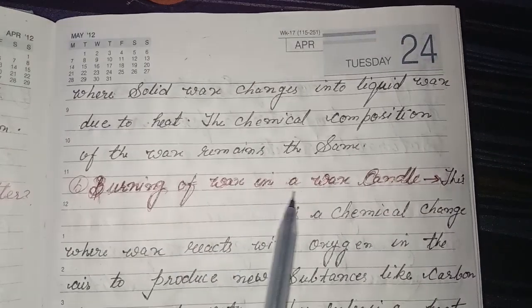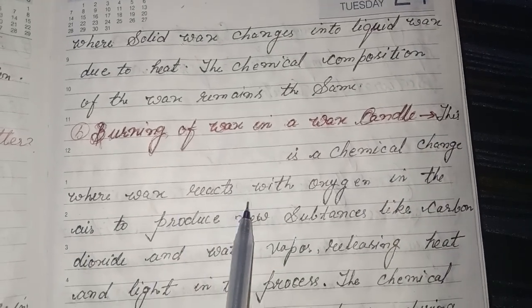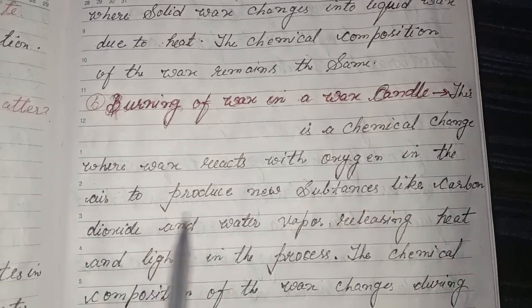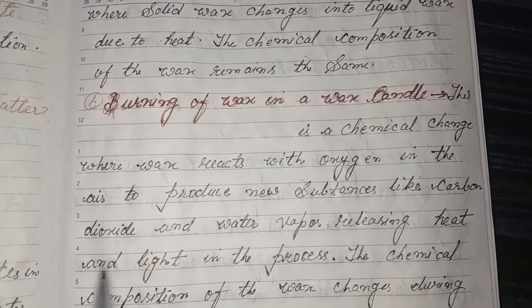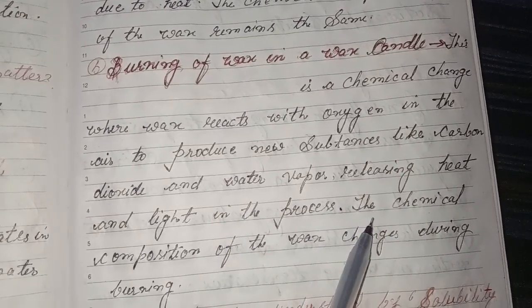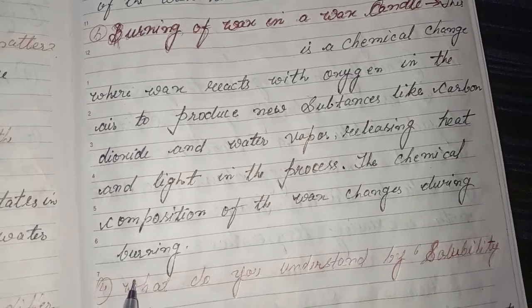B, burning of wax in a candle. This is a chemical change where wax reacts with oxygen in the air to produce new substances like carbon dioxide and water vapor, releasing heat and light. The chemical composition of the wax changes during burning.